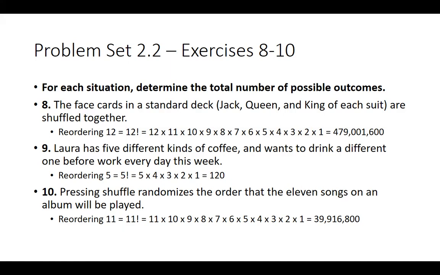In number 9, Laura has 5 different kinds of coffee and wants to drink a different one before work every day this week. So we want to reorder the 5. That's 5 factorial. 5 times 4 times 3 times 2 times 1. There are 120 different ways that Laura can drink the 5 kinds of coffee, having a different one each day.